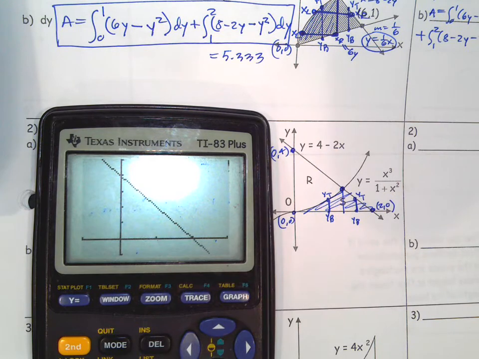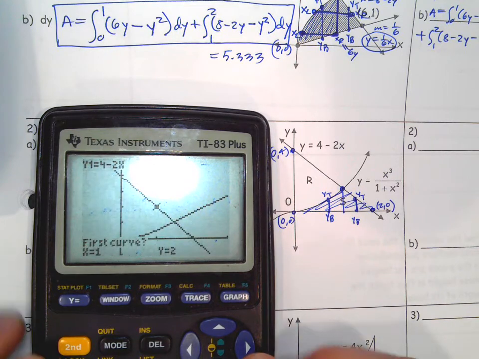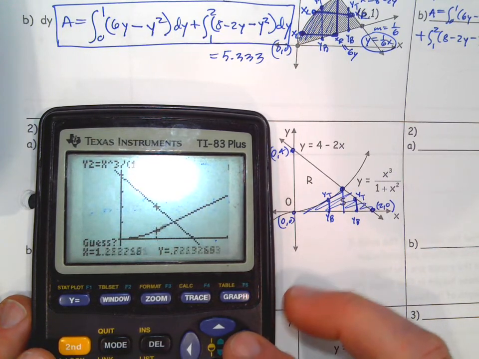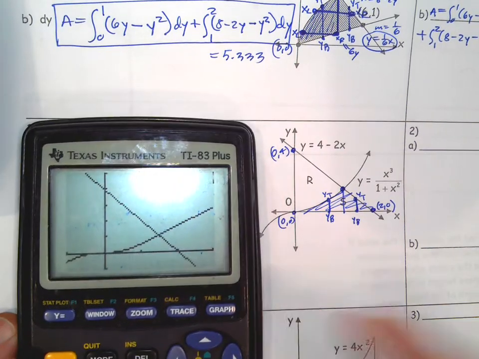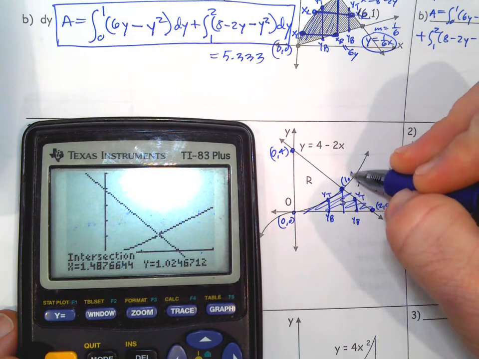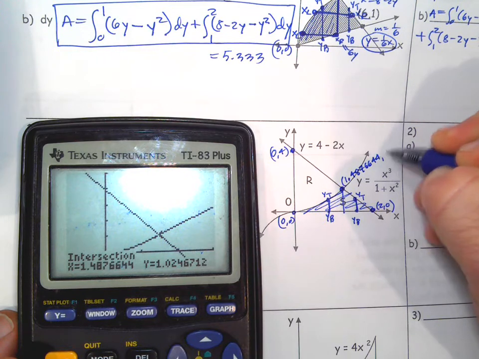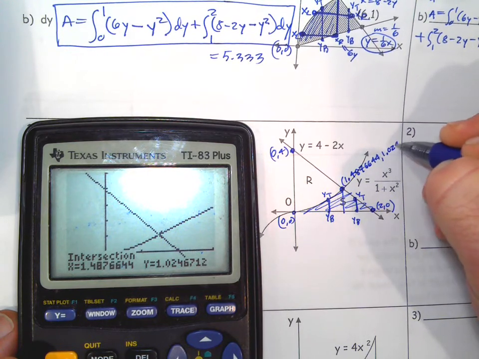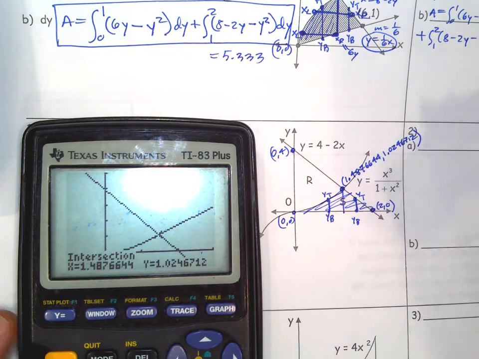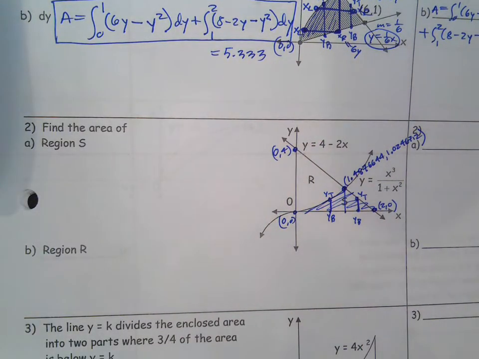So there's the line. There's the cubic. So we want to find the intersection. Second calc, intersect. First curve, second curve, guess. Try and get close to it. And I'm going to write these down. So this is going to be 1 point, and I have to write more than 3 decimal places: 1.4876644, comma 1.02467112. You have to carry more than 3 decimals in the middle of your work. So I just wrote all 7 of them.